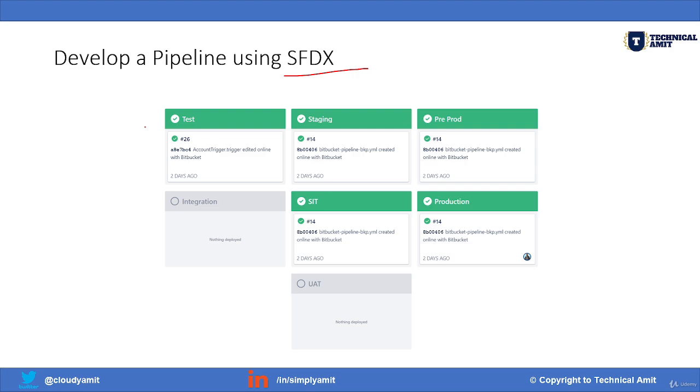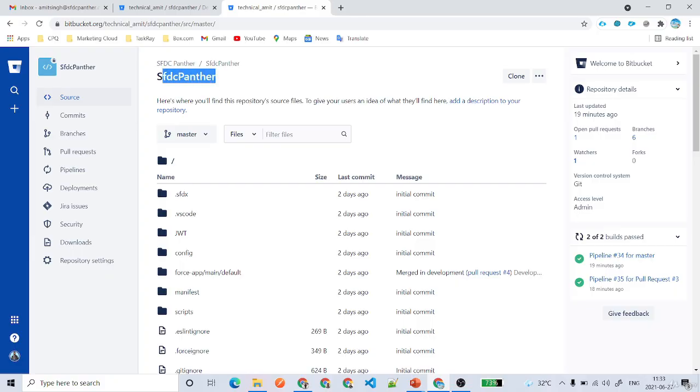There were a few prerequisites, like creating the variables and having the JWT server.key files. We already have those, and we are going to use the same files for this demo as well. So let's quickly see how to develop a pipeline using SFDX inside BitBucket. This is the new project which I have created, and I already have the pipeline built.